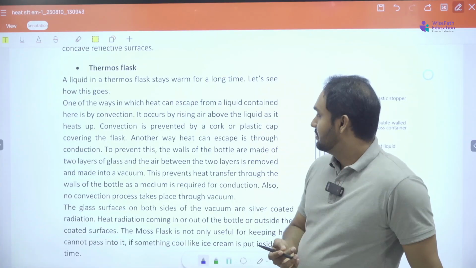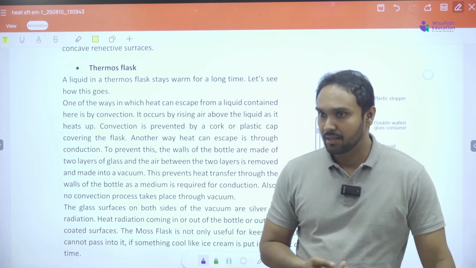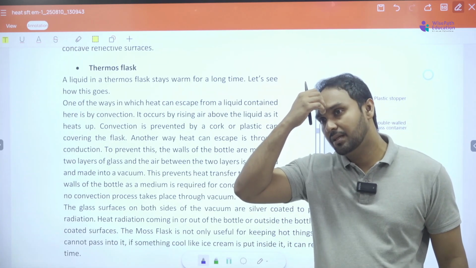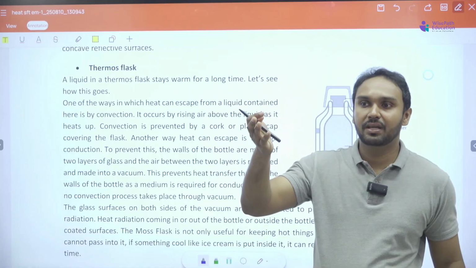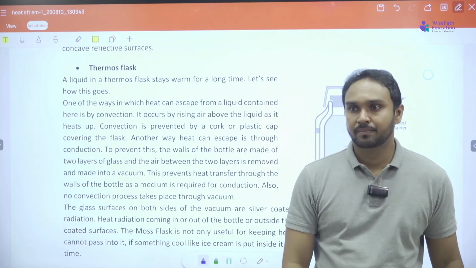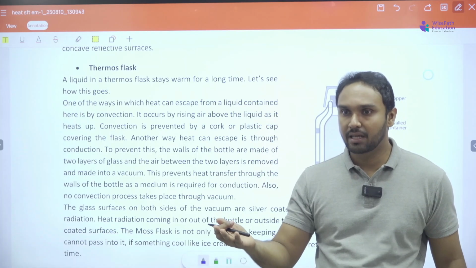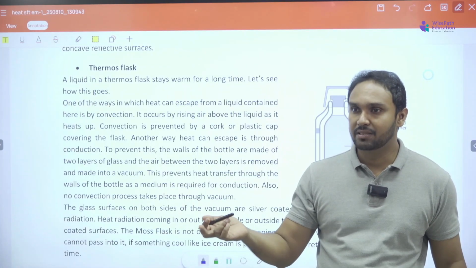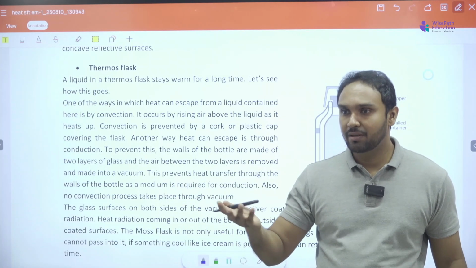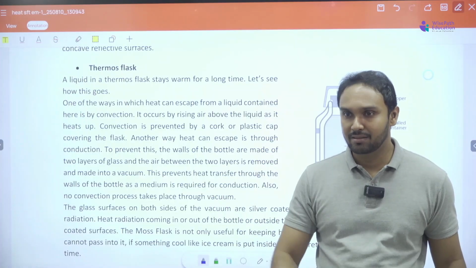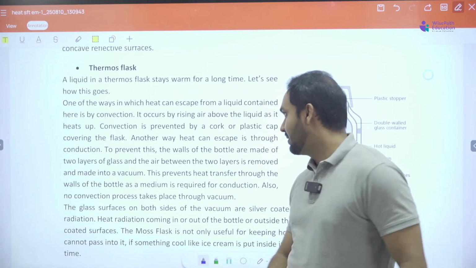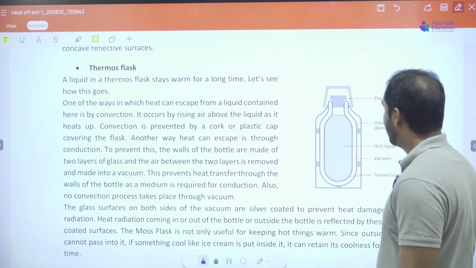So the scientist who found it only thought about 3 things, because there are only 3 ways heat can escape, isn't it? What are the 3 ways? Conduction, convection, and radiation. So he stopped all 3 of the ways, so the heat remains. That is as simple as that. So what did he do? He made a vacuum here.